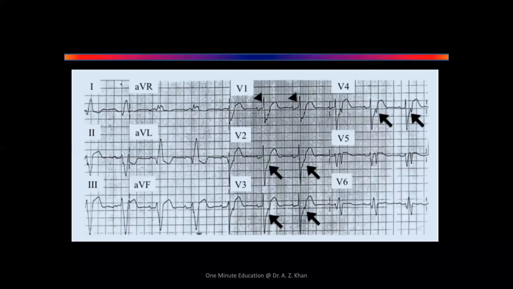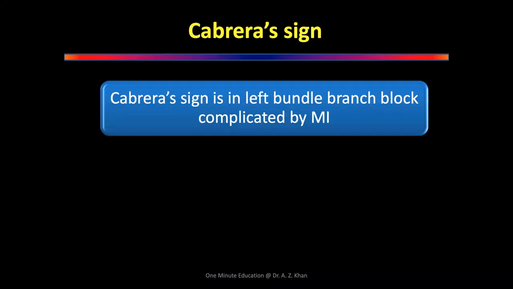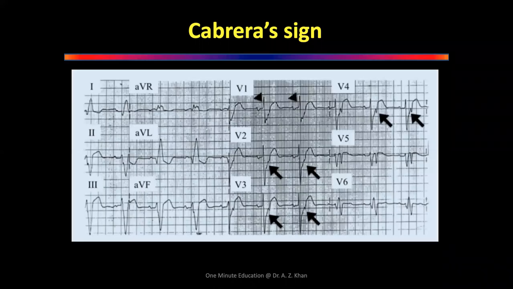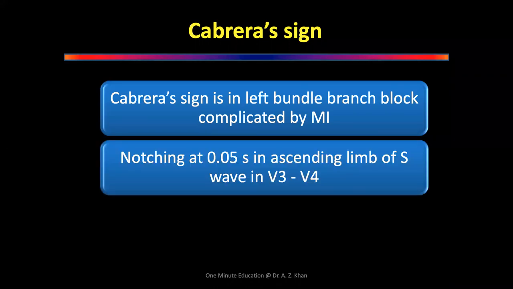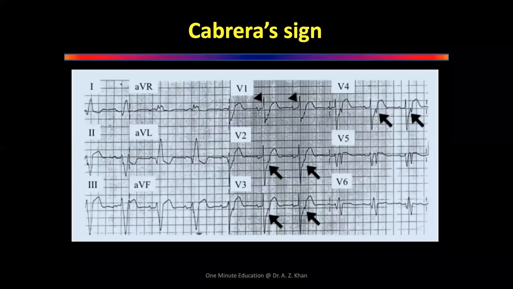What is this on the ECG? Yes or no? No, sir. It's Cabrera's sign. Cabrera's sign is a left bundle branch block. What you were seeing here is a left bundle branch block, and it is notching at 0.05 seconds in the ascending limb of the S wave in V3 and V4. This is the one that you look for, the notching of the ascending limb in V3 and V4.